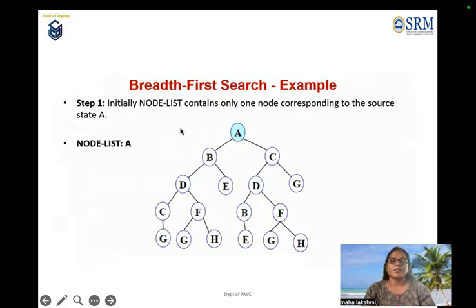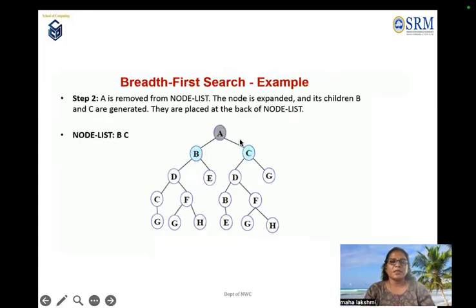So with respect to the example of breadth first search, here is the tree that has been given. Let's see how breadth first search will work here. First, the node list will be created. On the node list, the first state A will be added. Then in step 2, A will be removed from the node list. The node is expanded and the children are B and C. They are placed at the back of the node list because it follows the FIFO data structure.